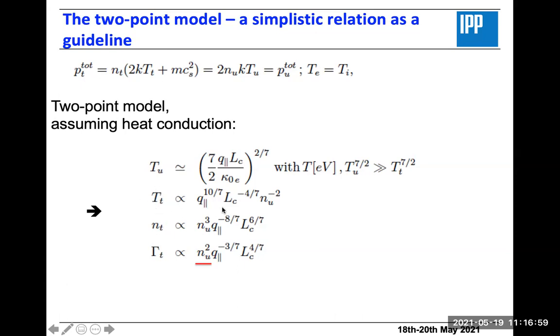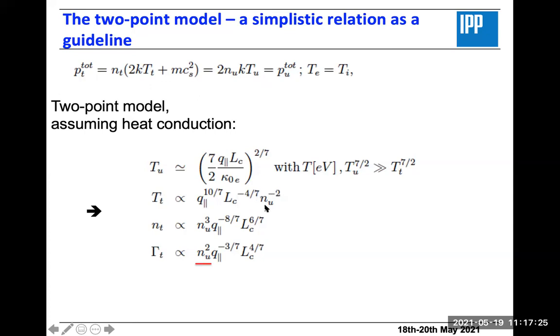The target temperature depends, of course, on the parallel upstream heat flux and the connection length. Why on the connection length? Because Spitzer-Härm conduction is temperature to some high exponent times the gradient of temperature. And the gradient of temperature is the gradient along the field line, and the field line length is the connection length. So this is where the connection length comes in.